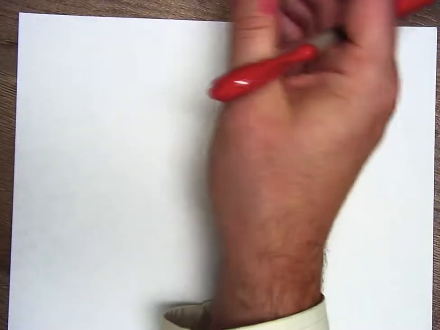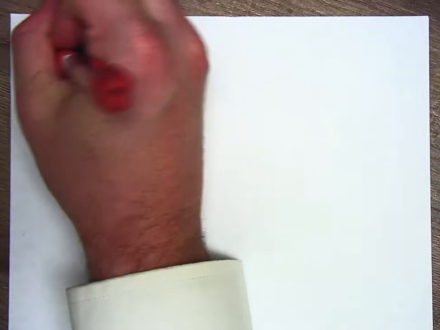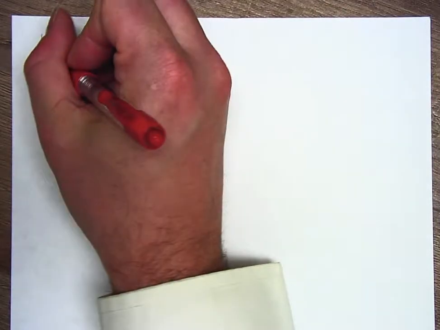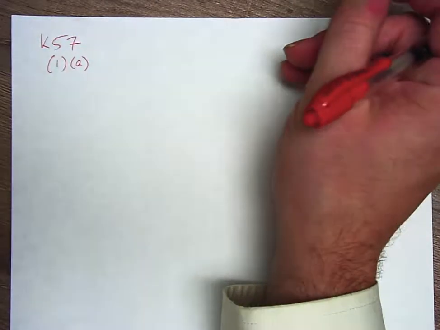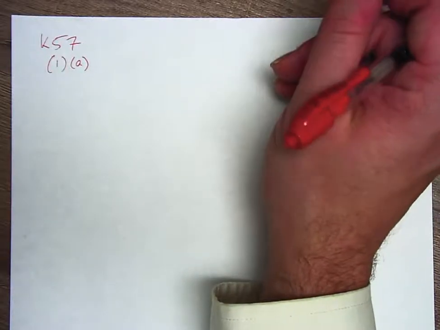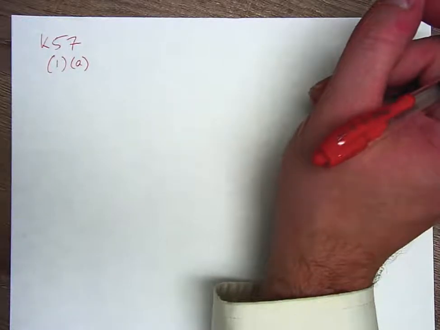Let's quickly take a look at the practice problems at the end of module 57. So I'm going to write K57 up here, and the check your understandings are what we're going to do first. There's only one check your understanding here, and it's parts A, B, C, and D. It says for each of the following situations, what market structure does the industry represent? The first one is 3 producers of aluminum, a good sold in many places in the world.